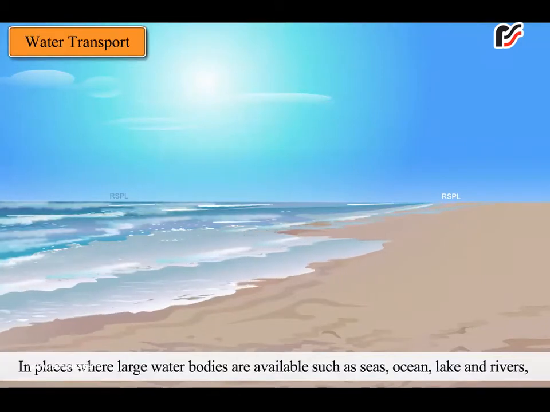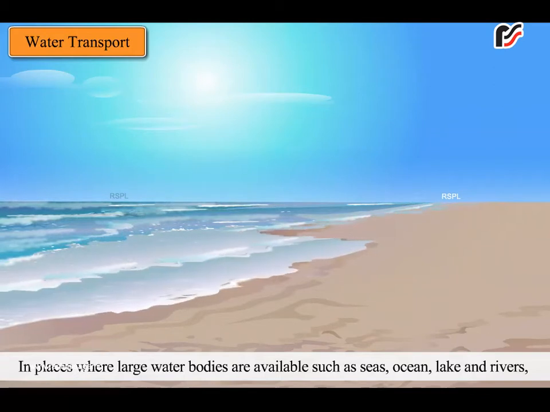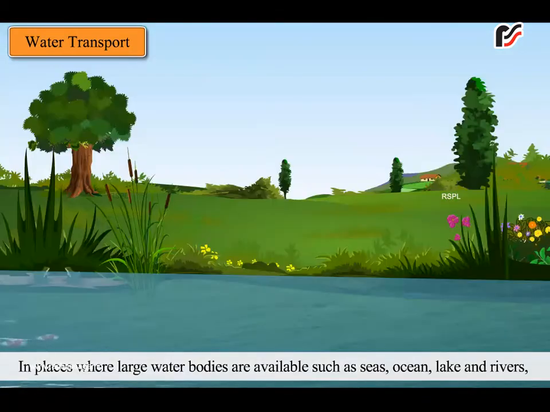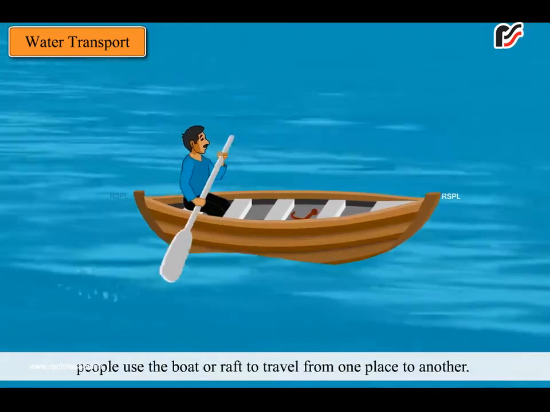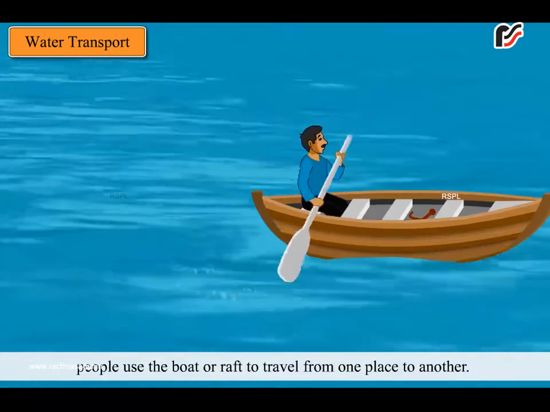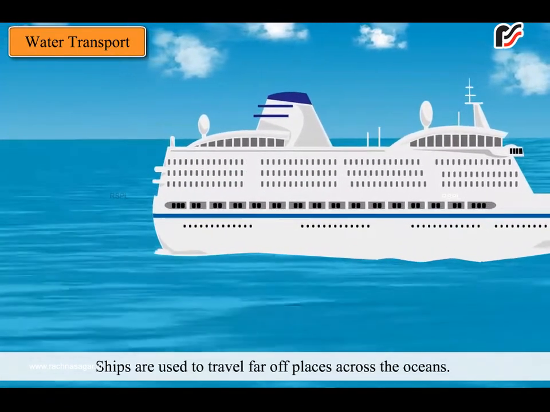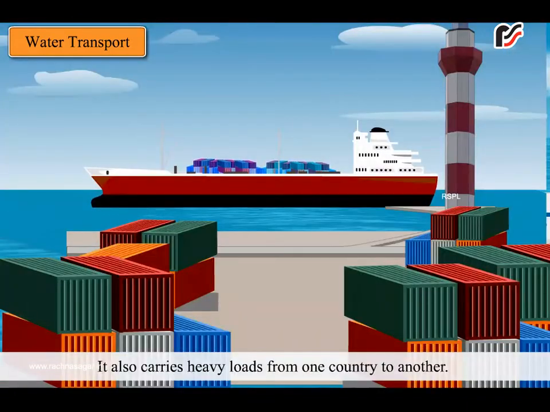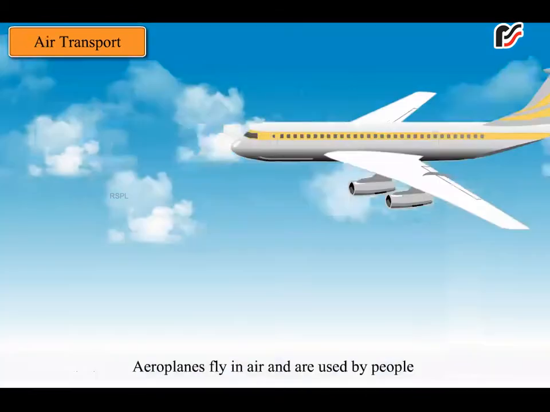In places where large water bodies are available, such as seas, ocean, lake and rivers, people use the boat or raft to travel from one place to another. Ships are used to travel far off places across the oceans. It also carries heavy loads from one country to another. Water transport is the cheapest means of transport.